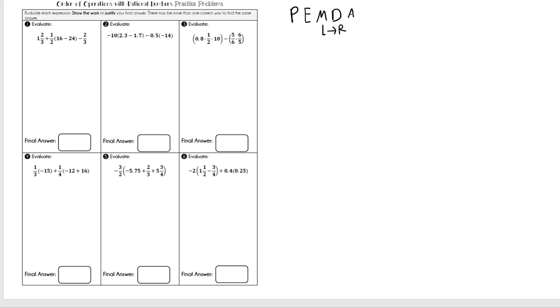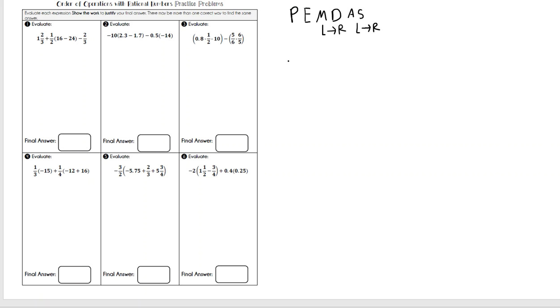And then we do all of the additions and subtractions. And remember, you don't necessarily do addition before subtraction. If subtraction comes first in your problem, you do that first. So with addition and subtraction, you're just going to work left to right.